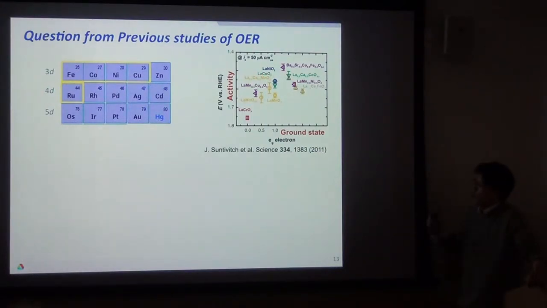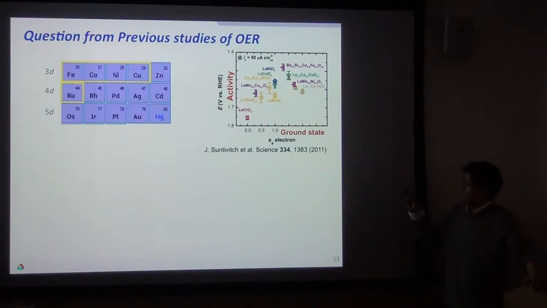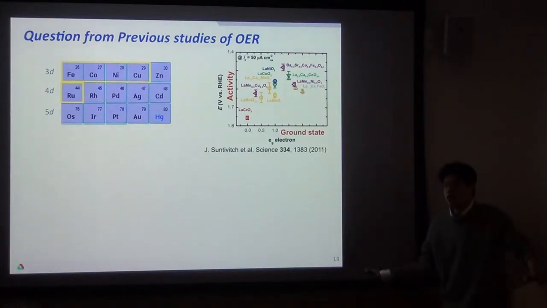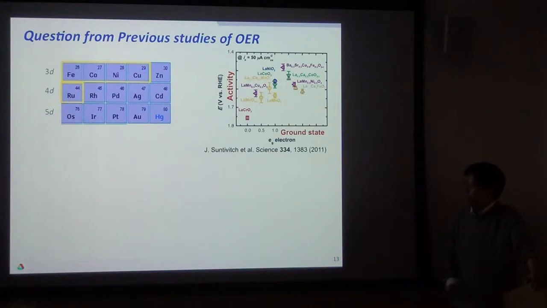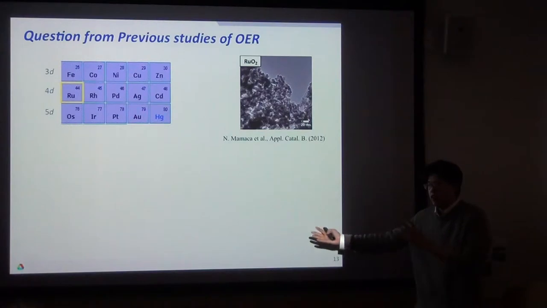This plot indicates that if you control your quantum state, like the ground state, then you can tune your activity, following this line. It is very fascinating and it is a new result. So we can understand chemical reactions by using our physics knowledge. Then what is the best material?